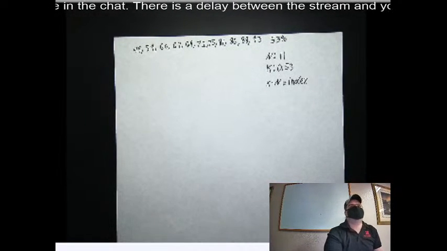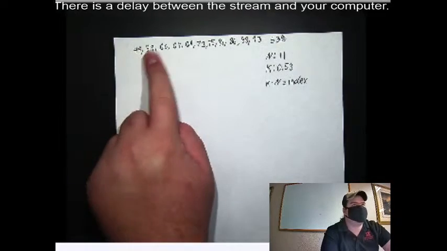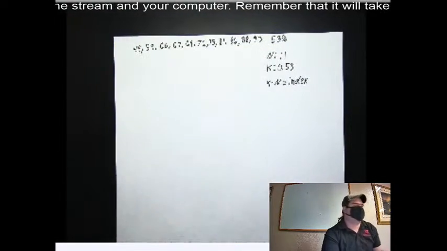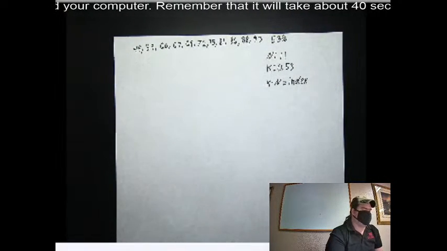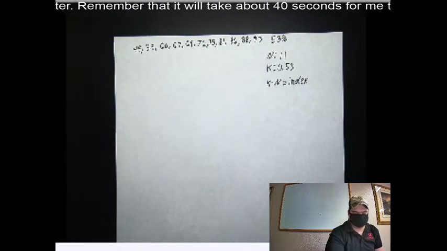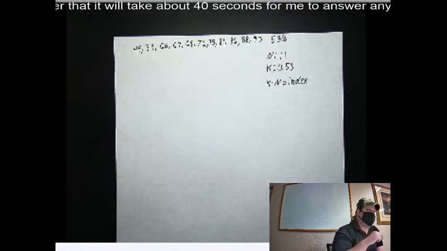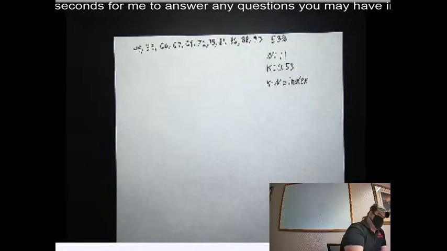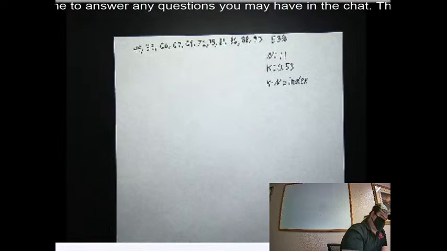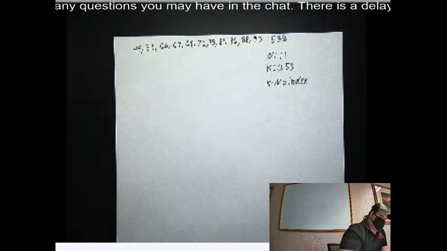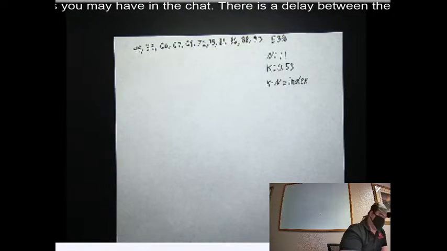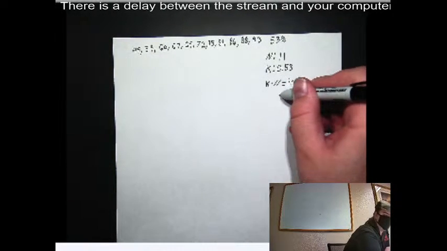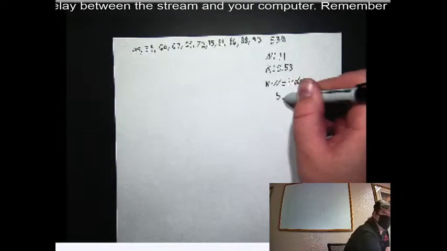The index is the amount of steps you need to take through your data set to get to whatever percent we just calculated. Okay, so let's figure out what our index is here. So k times n, so that's 0.53 times 11. We get 5.83.